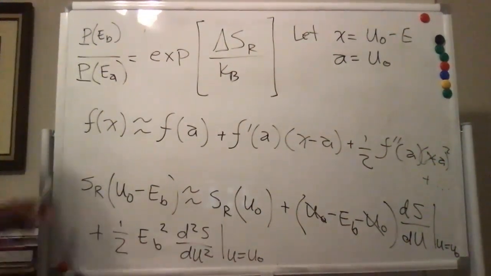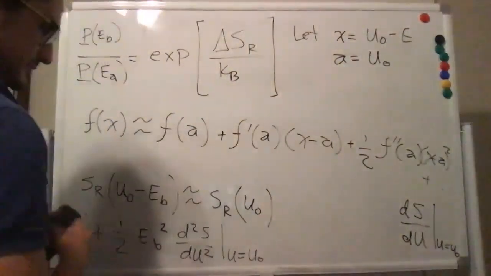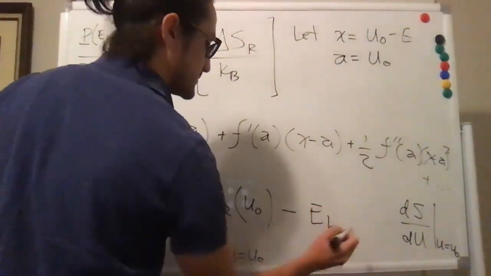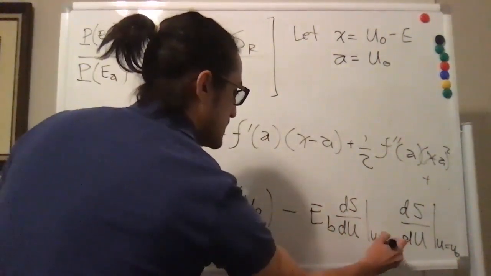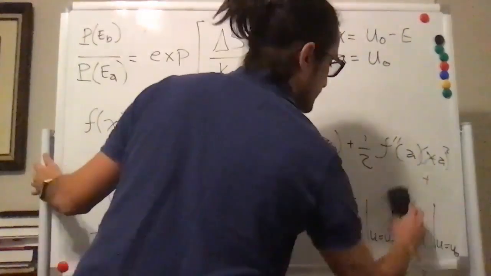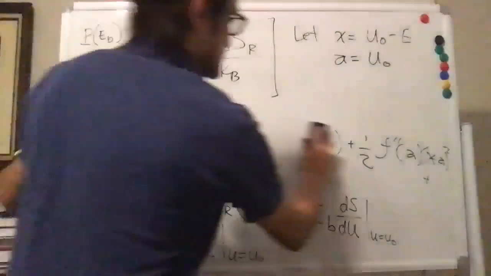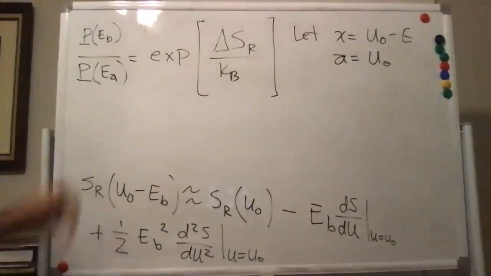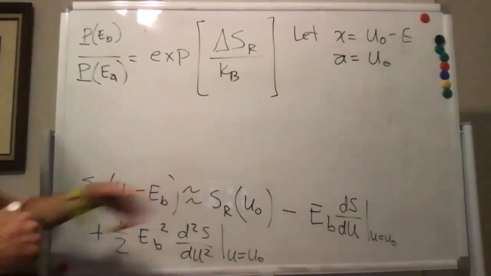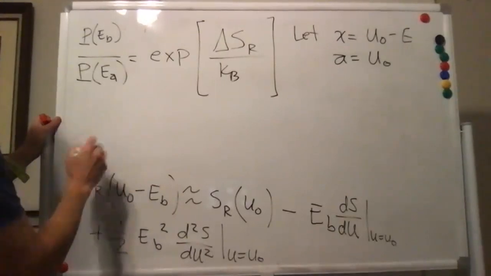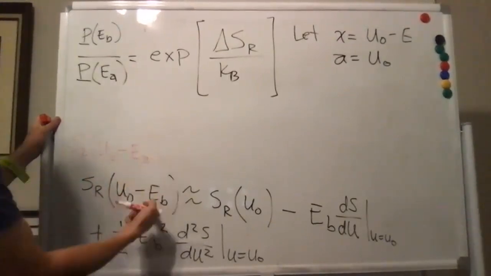Okay, so this one is just negative E_B. So this is what I'm going to put over here. Negative E_B. The Taylor expansion for the other one, for A, is going to be the same, but it's going to be replaced with A instead of B.